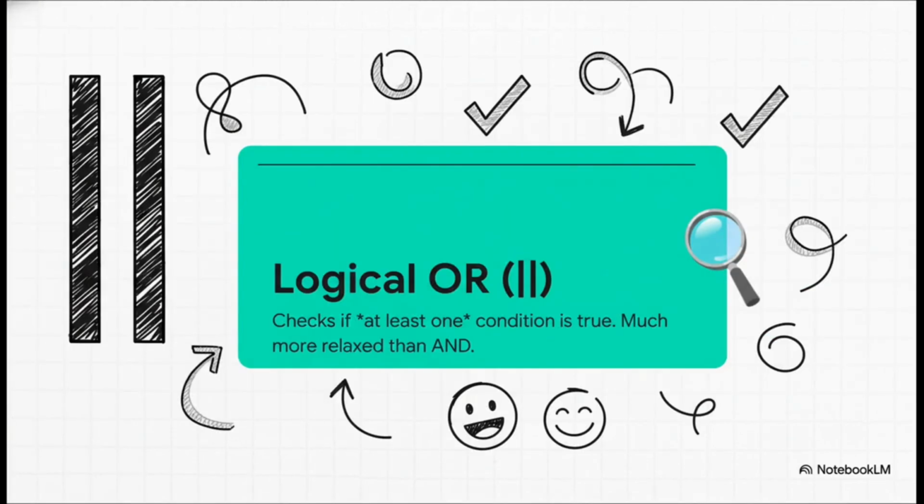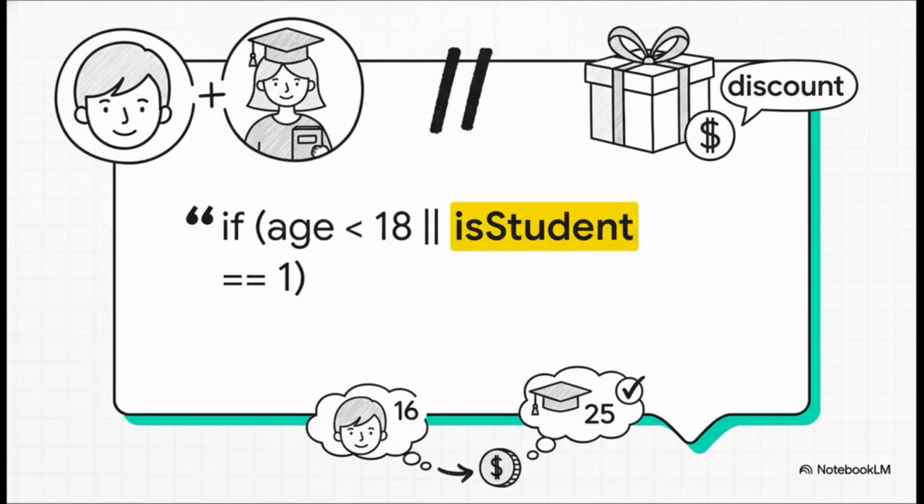Next up, we have logical OR, which we write with 2 of those vertical bar symbols. Now, the OR operator is way more relaxed than AND. It's the chill bouncer. It only needs one of its conditions to be true for the whole thing to be true. This example for getting a discount is perfect.